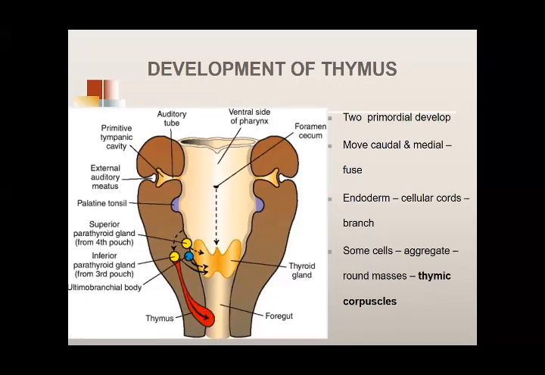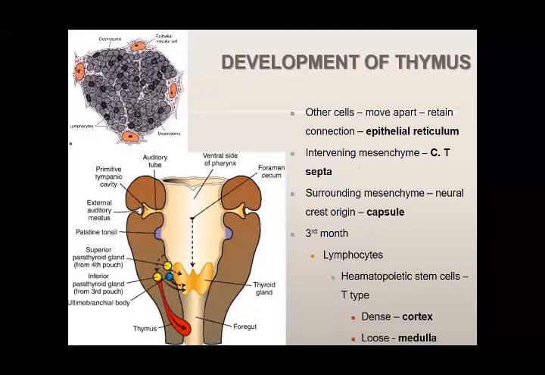ठीक है ना? और हमने ये भी कहा था कि ये on the inside it is formed of endodermal cells, and some cells aggregate to form thymic corpuscles or Hassall's corpuscles, but there are other cells that move apart, but their processes are joined to each other. They do not lose connection with each other. These cells are called epithelial reticular cells, and then there's the connective tissue in between. This connective tissue develops into the septa, and the surrounding capsule जो है, that is neural crest region.